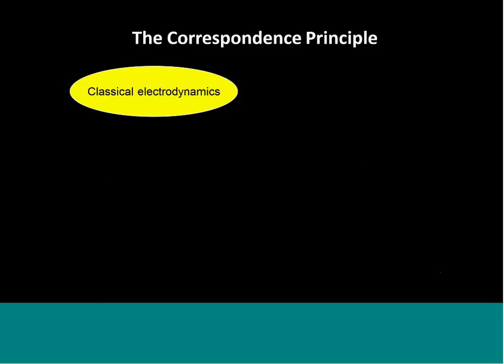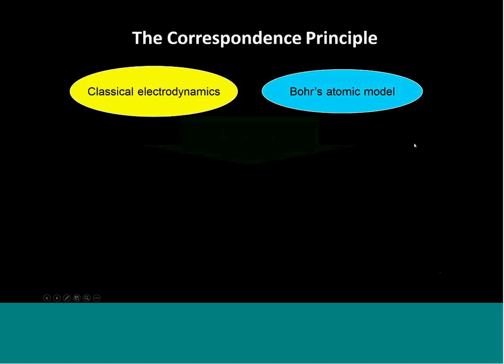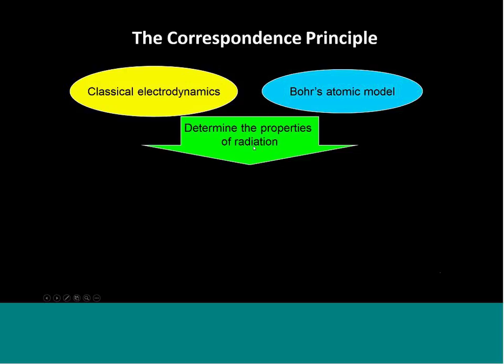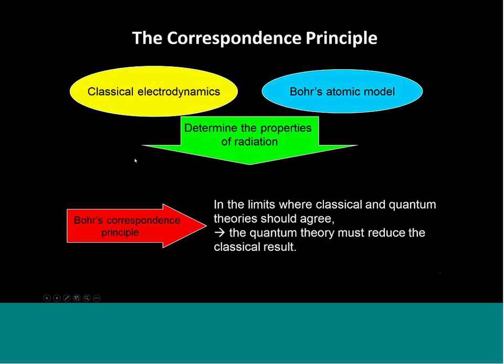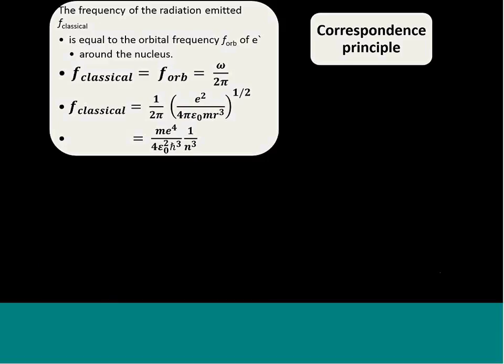The correspondence principle. We have classical electrodynamics and the Bohr atomic model. So among the properties of radiation, the correspondence principle, where classical and quantum theory should agree. So the quantum theory must reduce to the classical result. So the correspondence principle has a few slides.